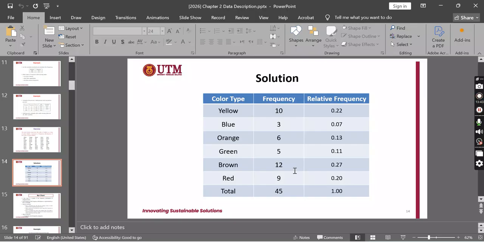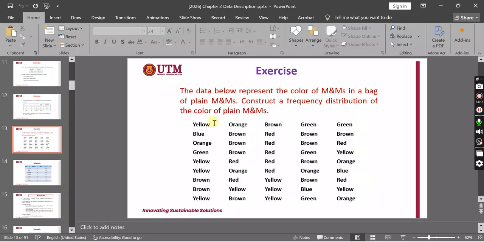For the frequency, we put the types of color that you have, how many of each color are in the M&M bag. For example, you have a bag of M&M's. When you open it, there are varied colors of seeds inside: yellow, blue, orange, green, brown, and red. How many yellow seeds do we have in the bag? It's 10. How many blues do we have? 3.